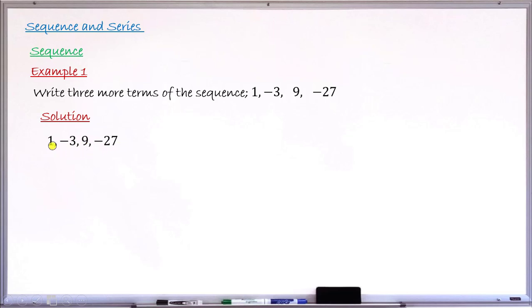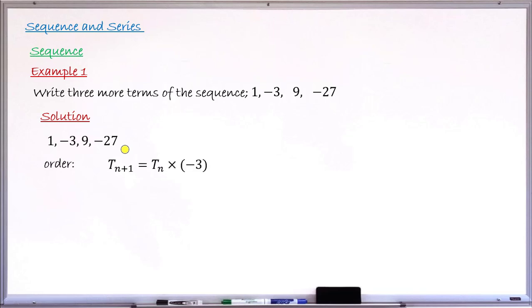So if you have 1, the next term is minus 3, the next is 9, the next is minus 27. You need to understand what happens between 1 to get to minus 3, from minus 3 to get to 9, and from 9 to get to minus 27. You can see the numbers are alternating between positive and negative. If you multiply 1 by minus 3, it gives you minus 3. Minus 3 multiplied by another minus 3 gives you 9. 9 times minus 3 gives you minus 27. So what we are doing here is multiplication by minus 3. That will now be the order.